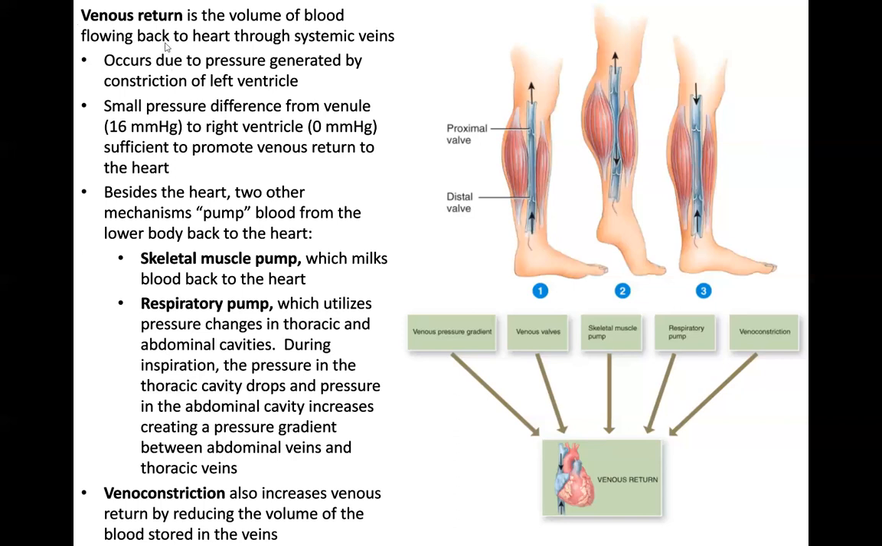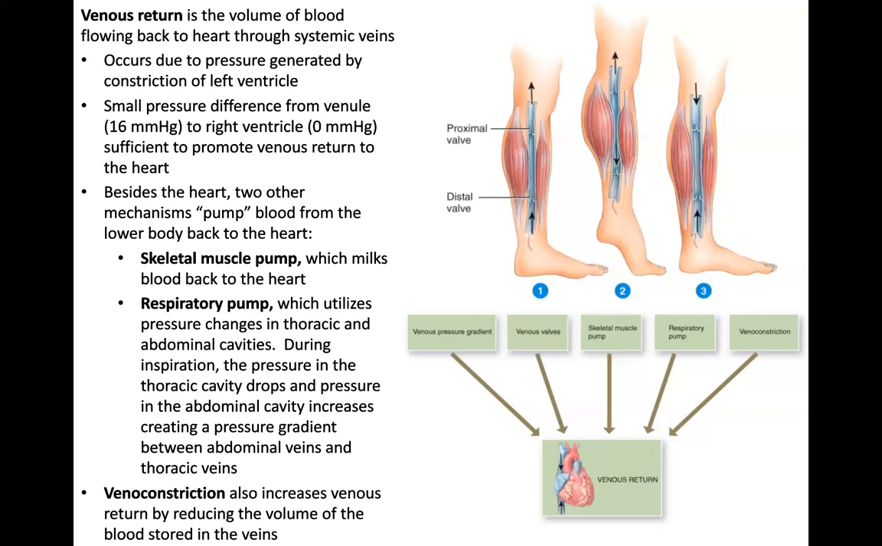And so once again, this establishes a pressure gradient that draws the blood up from the abdomen into the thoracic cavity, or up into the chest, so that we can get that blood back into the heart. And then finally, the final method by which we promote venous return is through that process of venoconstriction, where we can contract the smooth muscle in the walls of the veins.